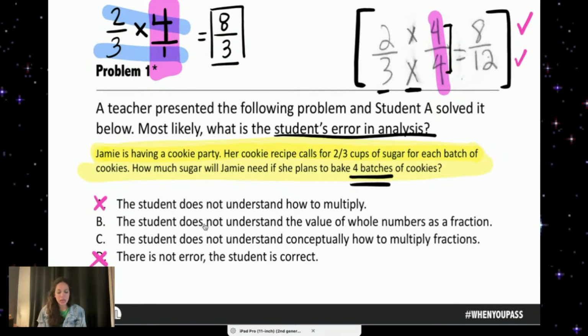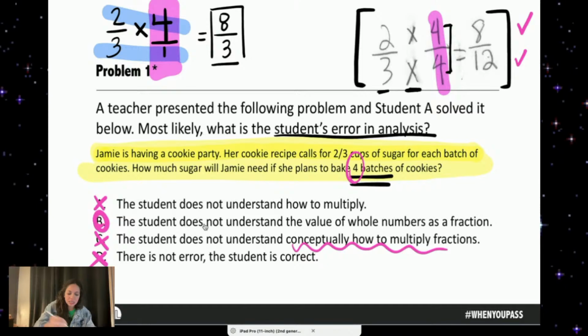B, the student does not understand the value of whole numbers as a fraction. Or C, the student does not understand conceptually how to multiply fractions. The student conceptually understands how to multiply fractions because the student knew that they needed a numerator and a denominator. So they had to take this 4 and somehow convert it into a fraction. And the student also knew that you just multiply straight across. So the problem is not in the conceptuality of multiplying fractions.